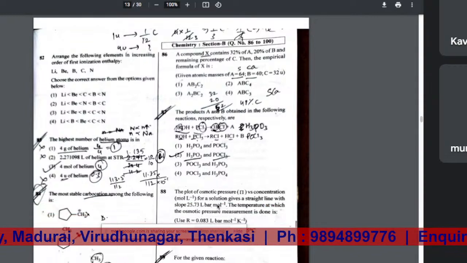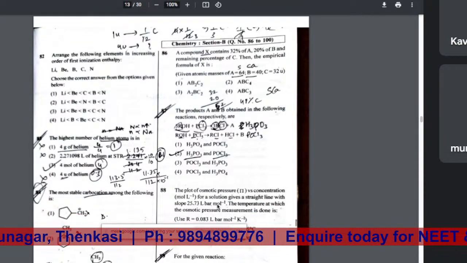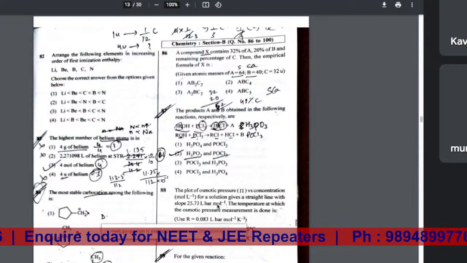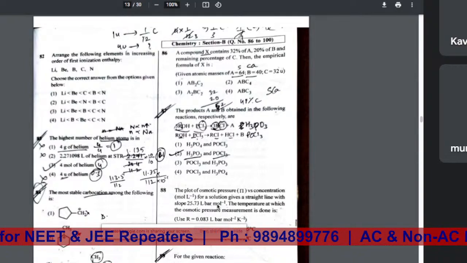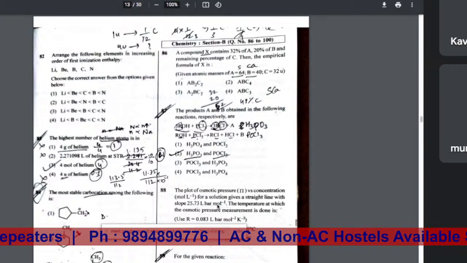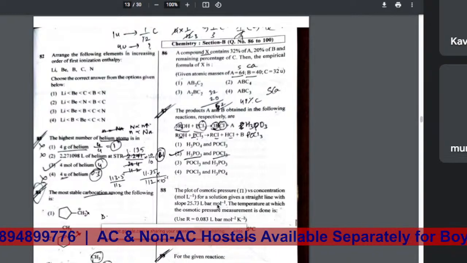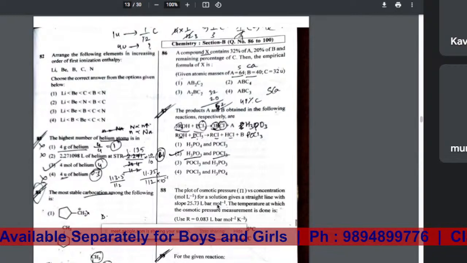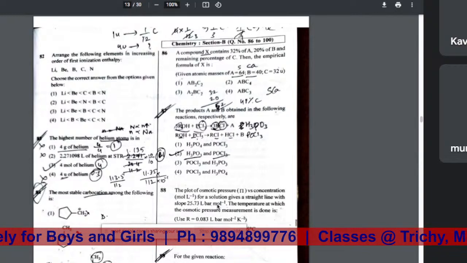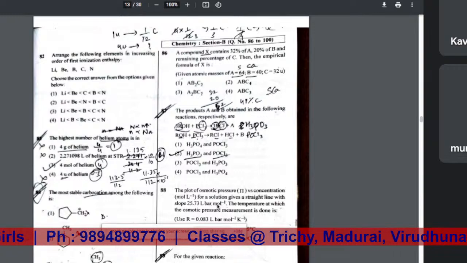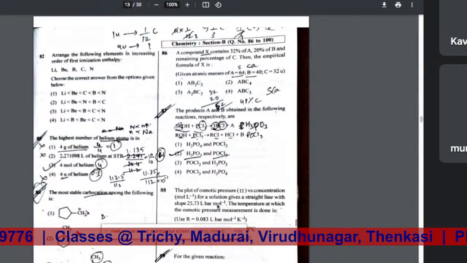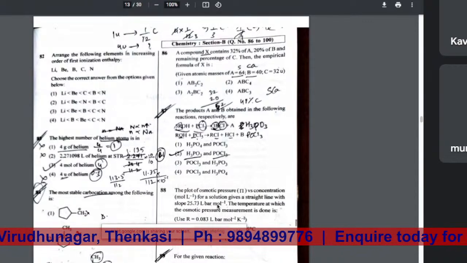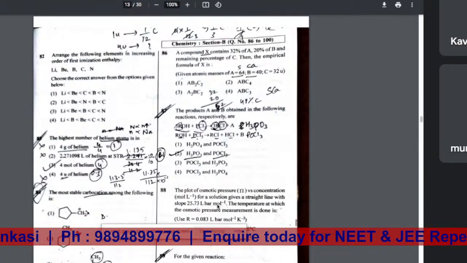Okay. Next is: the highest number of helium atoms is in. First one is 4 gram of helium. We calculate how many moles there are: 4 gram divided by its molar mass 4, so 4 by 4 is equal to 1 mole, meaning NA atoms. The next is 2.27 liter of helium at STP. 2.27 divided by 22.4 is approximately 1 by 10, which is 0.1. So 0.1 mole means 0.1 NA atoms.